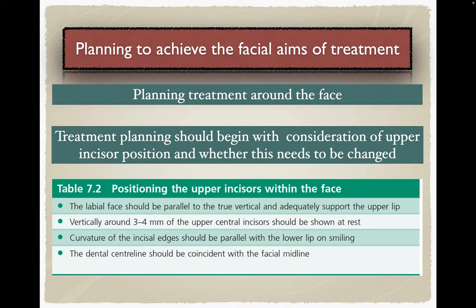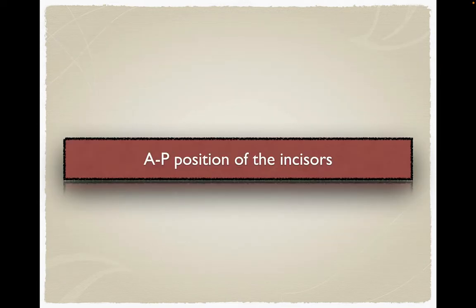That's the AP position of the upper incisors. Then the vertical position: around 3 to 4 millimeters of the upper incisor should be displayed at rest. That's the incisor show at rest. Curvature, which we call the smile arc, should be parallel to the lower lip, and the center line should be coincident. These are the transverse relationships. So we're going to explain all of this now. The first one is the AP position of the upper incisors.